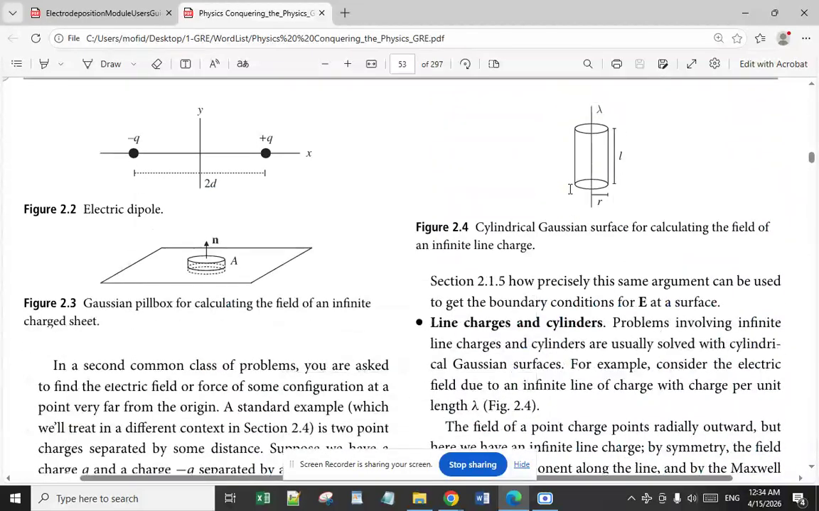Figure 2.2 illustrates an electric dipole. Figure 2.3 illustrates a Gaussian pillbox for calculating the field of an infinite charge sheet.